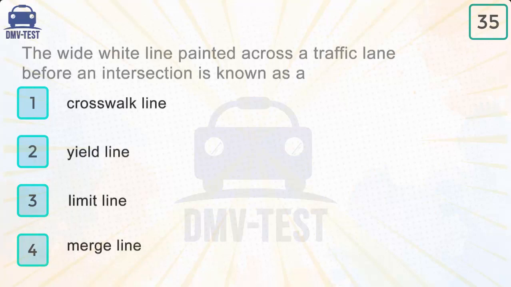The wide white line painted across a traffic lane before an intersection is known as a crosswalk line, yield line, midline, merge line.